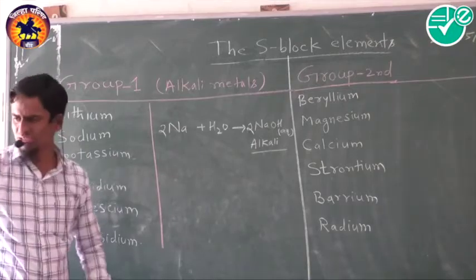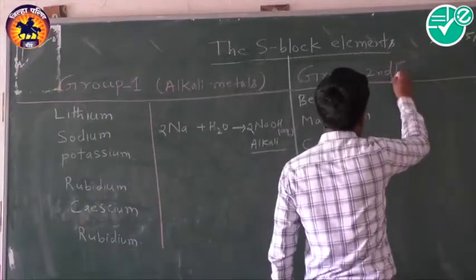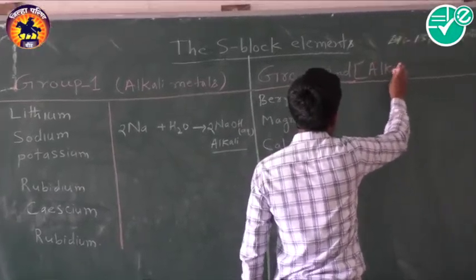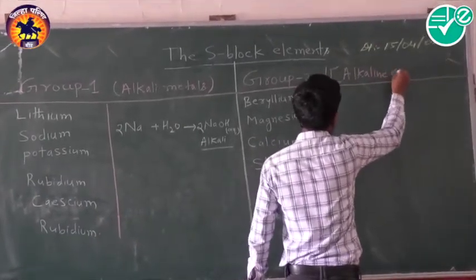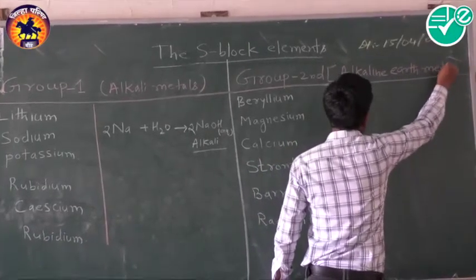Now come towards group 2 elements. These are called alkaline earth metals.